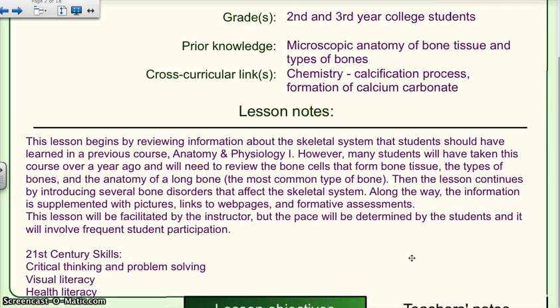Under the lesson notes, I explained that I begin this lesson by reviewing a lot of information about the skeletal system, since many of these students will have taken Anatomy and Physiology 1 over a year ago. This lesson also includes a lot of multimedia, including pictures, links to web pages, videos, and formative assessments. This lesson will be facilitated by the instructor, but the pace will be determined by the students, and it involves frequent student interaction and participation. This lesson also includes several very valuable 21st century skills.